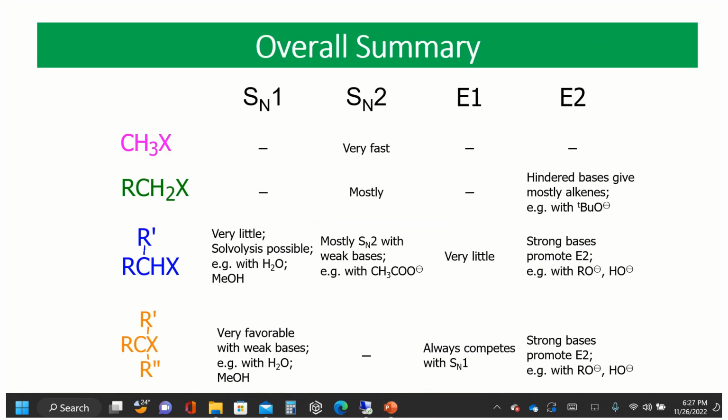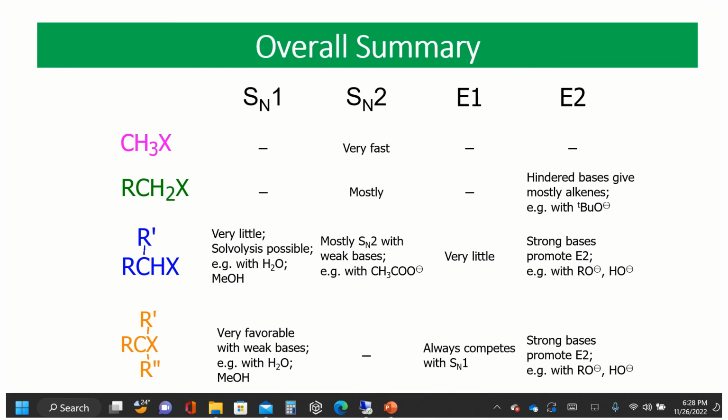To summarize, note that a methyl halide will undergo very fast SN2, and of course tertiary will be favorable for the unimolecular system, and so we'll be favoring the SN1 and the E1.